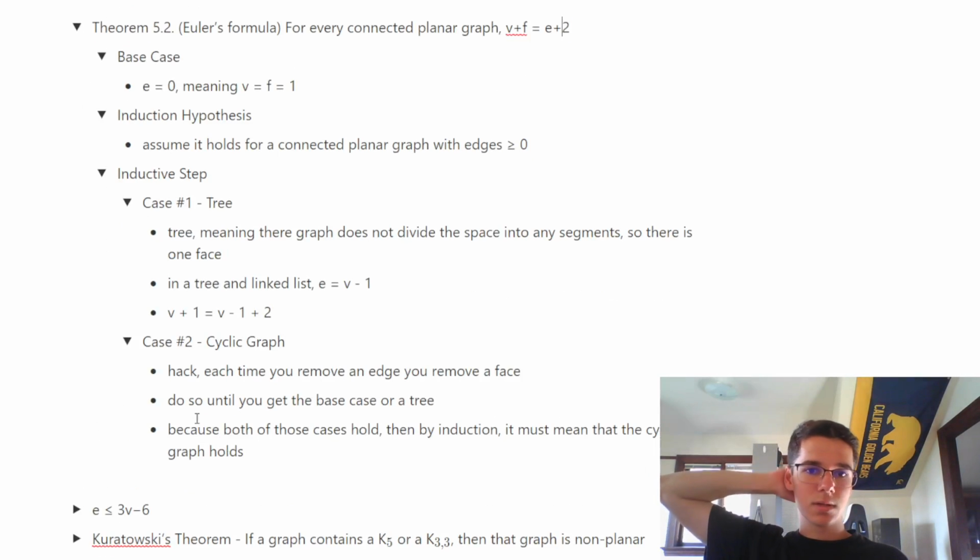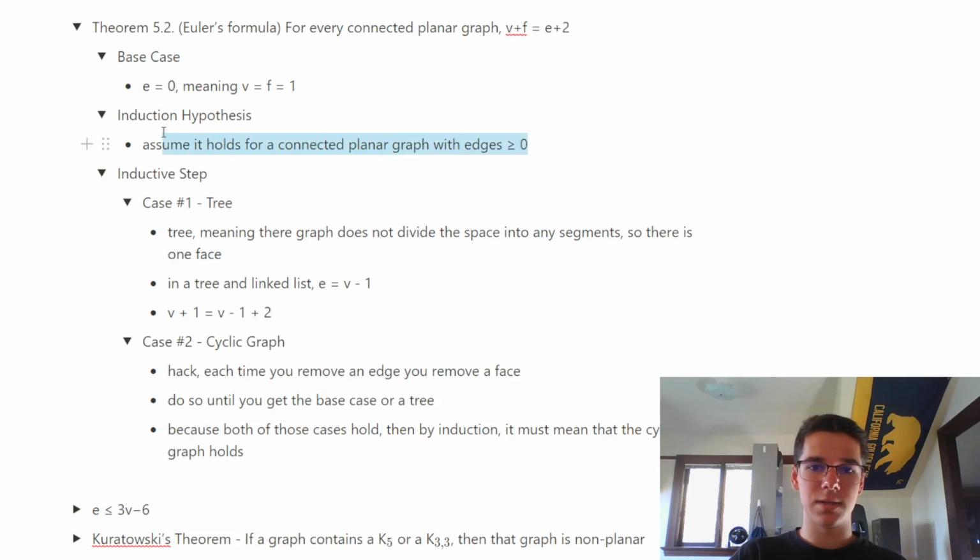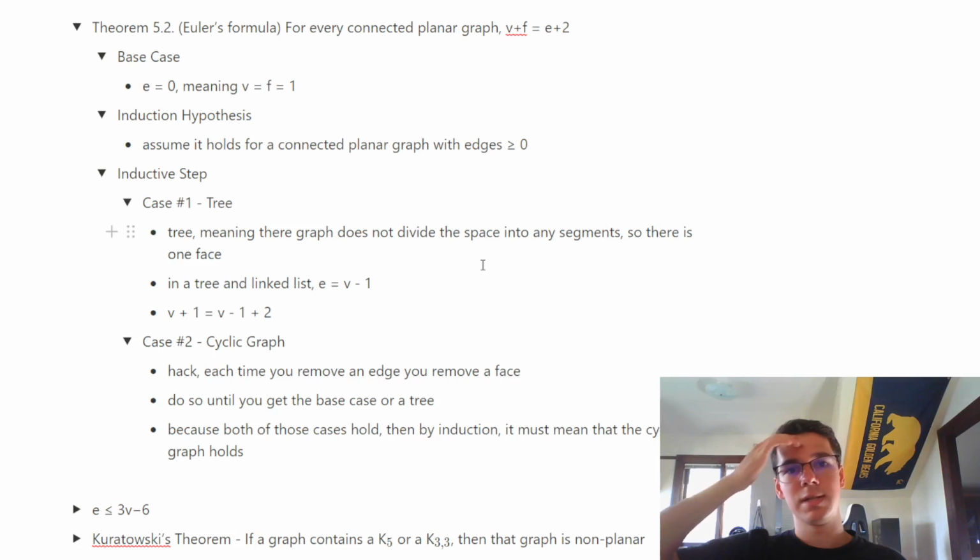But so, if we have 0 edges, say we have one vertex, that one vertex is going to have 0 edges, and a graph with one vertex by default has that one face. So 0 edges plus 2 is 2, and then one vertex plus one face is equal to 2. So the base case holds. Now we're going to assume that this holds for a connected planar graph with edges greater than or equal to 0. And the first case is we create a tree, and again, a tree is an acyclic connected graph. There's no cycles in the tree.